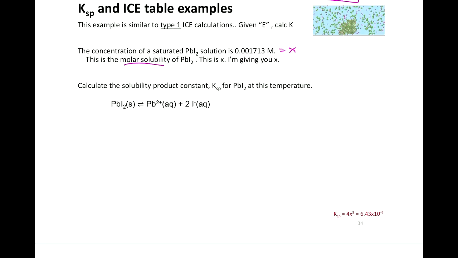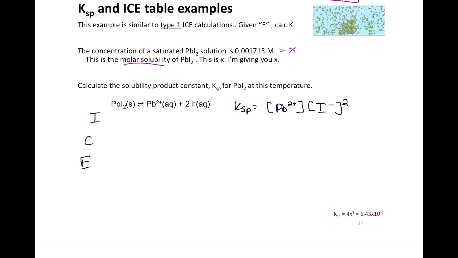All right, so let's do the same thing. Write our ice table. Again, this is the KSP expression. So let's just take a moment and get that KSP expression. KSP for this reaction, lead iodide dissolving, is the concentration of lead at equilibrium, but also the concentration of iodide. But what's different here? It's squared. Yes, it's squared. There's two of them.